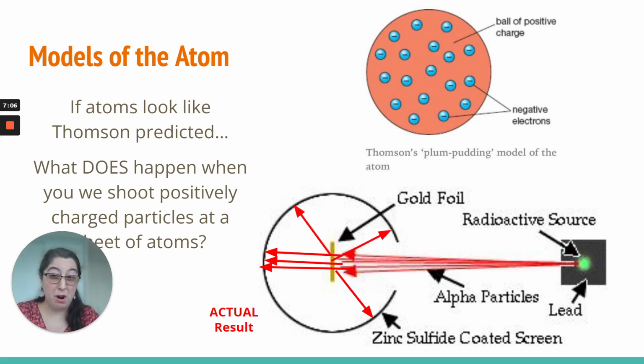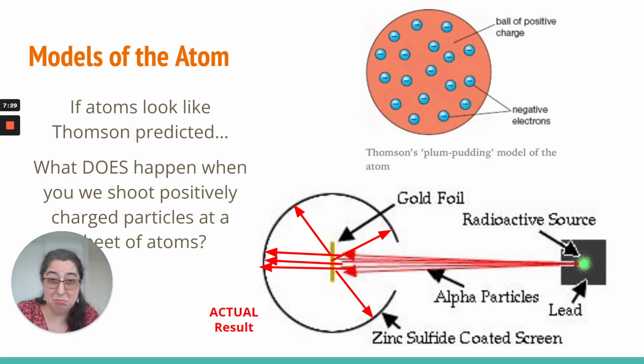Most of the particles went straight through each other, but every once in a while, one particle banged off in another direction. It got deflected. So if atoms are like clouds, that makes no sense. So Rutherford had to adjust the model based on this new evidence.